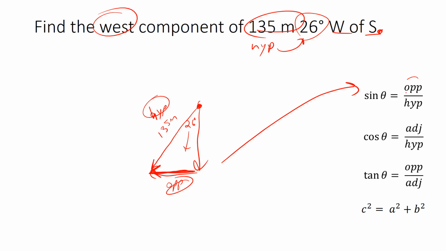When you use sine, we're trying to solve for the opposite. It's in the numerator, so we can just multiply out the hypotenuse. We're left with opposite equals the hypotenuse, which is 135, times sine of the 26 degree angle. And that answer is going to be 59.2 meters west.